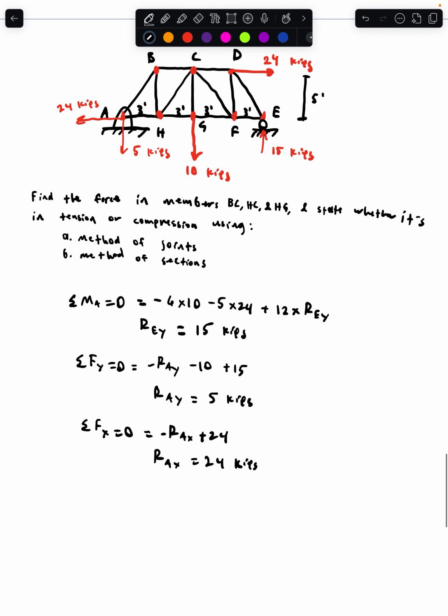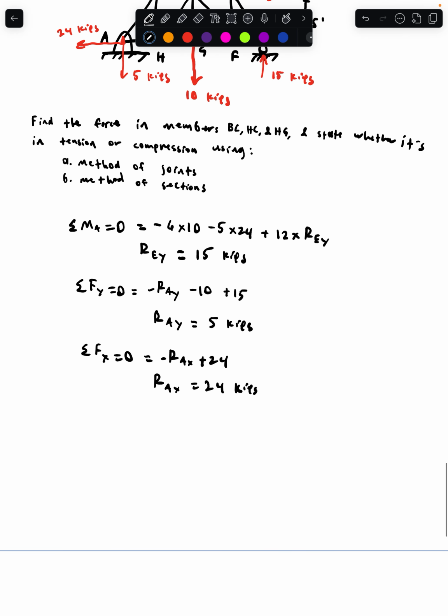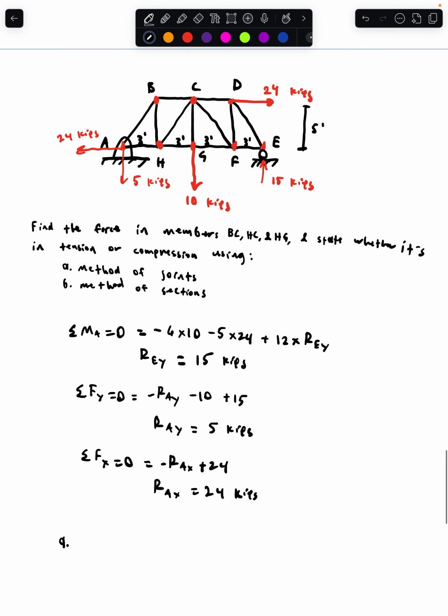So now we can start going through each joint, or using the method of joints. To use the method of joints, you have to pick a joint and solve for all the forces coming off of it, which would be the force in each member. The only restriction is that you can only have two unknowns, because if you think about it, we're in 2D space and it's a point load, so all we have to do is the sum of the forces in the y and the sum of the forces in the x.